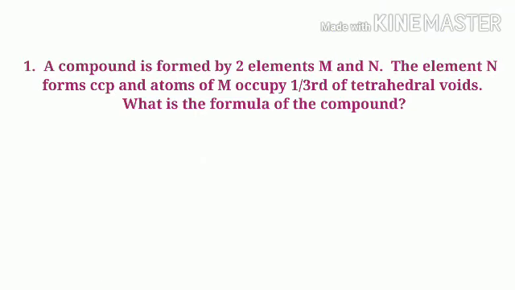A compound is formed by two elements M and N. The element N forms CCP and atoms of M occupy 1/3 of tetrahedral voids. What is the formula of the compound? This is your homework.